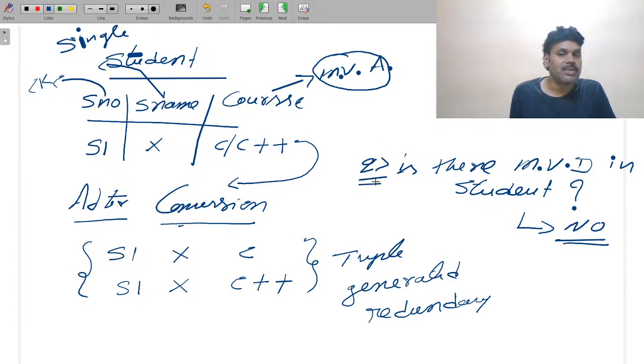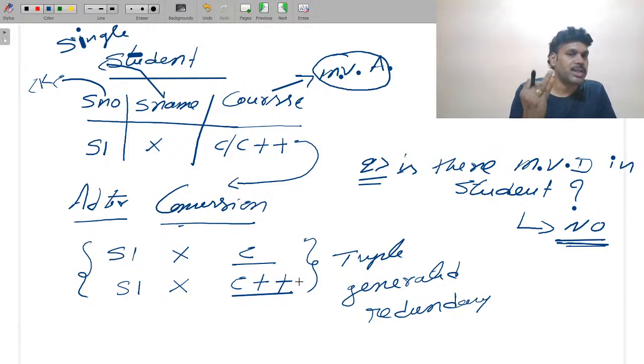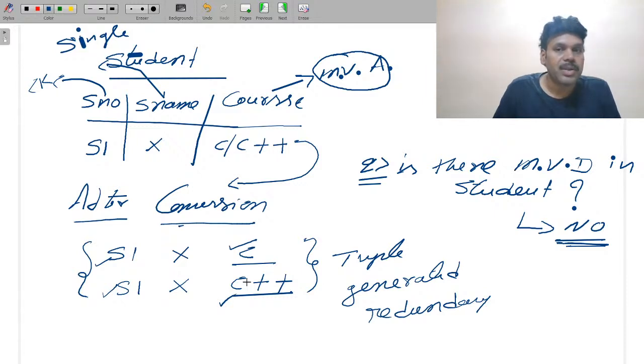So as far as this example is concerned, are there any multi-value dependencies? We will say no multi-value dependency, because we have only one multi-valued column, and that too is converted like this. So only S1 with this multi-value attribute got generated. Then how to identify the multi-value dependency?